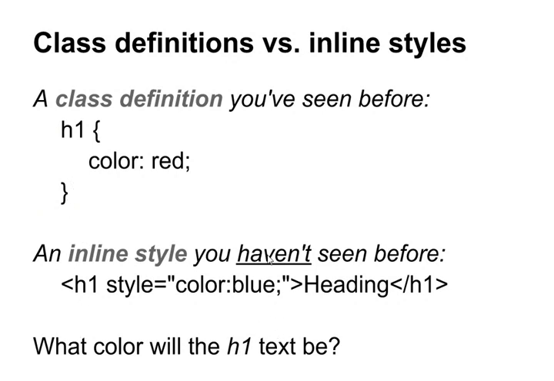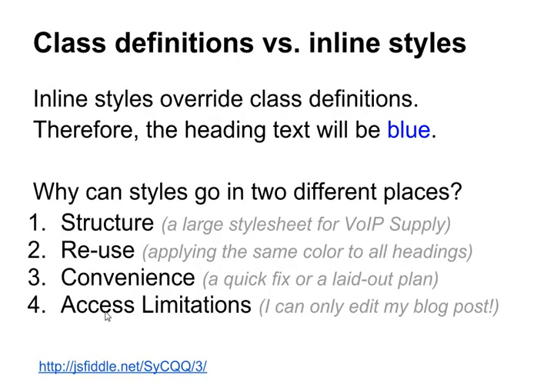An inline style, I shouldn't say you haven't seen before, because you marketing guys might have dealt with that quite a bit. Like if you're blogging, anybody who blogs, you might have dealt with inline styling a lot. An inline style is basically the exact same thing as what's above, except it goes as an attribute inside of the element itself and only affects that element. Does that make sense? So in this case, what color will the H1 text be? Yeah, it'll be blue. So inline styles can override class definitions.